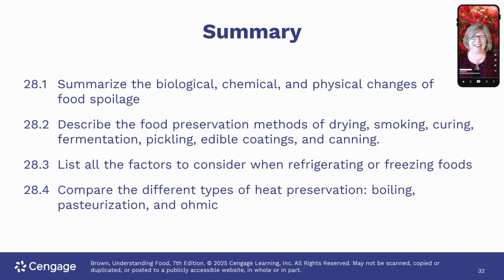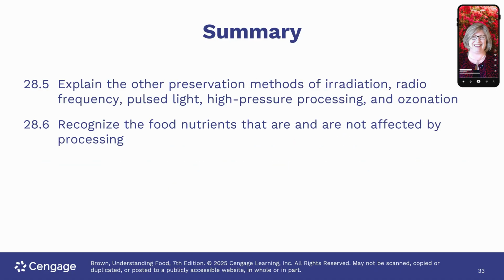In summary, we looked at the biological, chemical, and physical changes of food spoilage. We described food preservation methods of drying, smoking, curing, fermentation, pickling, edible coatings, and canning. We listed all the factors to consider when refrigerating or freezing food and compared the different types of heat preservation, boiling, pasteurization, and ohmic. Explained other preservation methods of irradiation, radiofrequency. We really didn't talk about radiofrequency, so check your textbook on that. Pulsed light, high pressure processing, and ozonation. Recognize the food nutrients that are and are not affected by processing. This is a quick review of food processing.